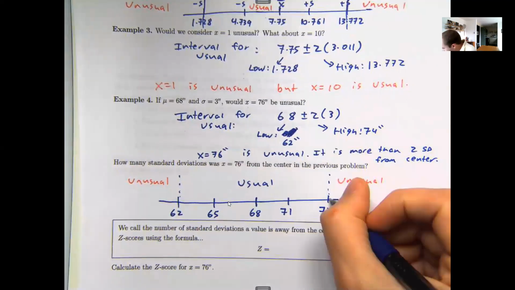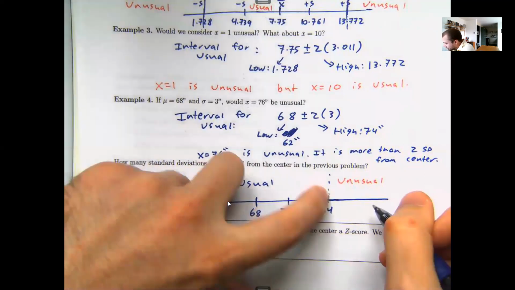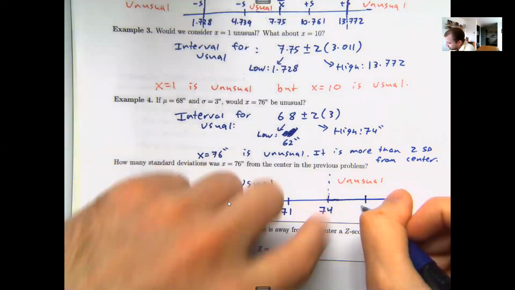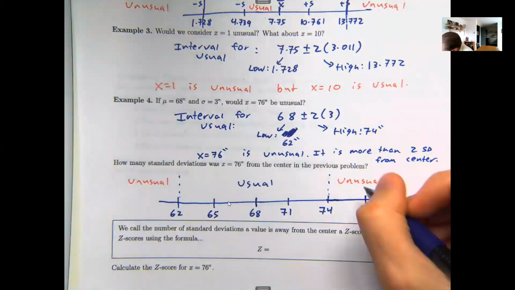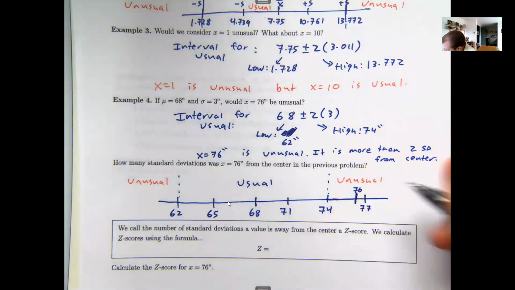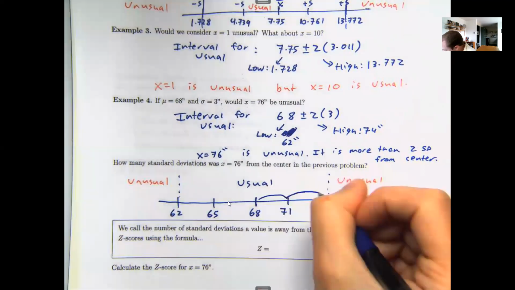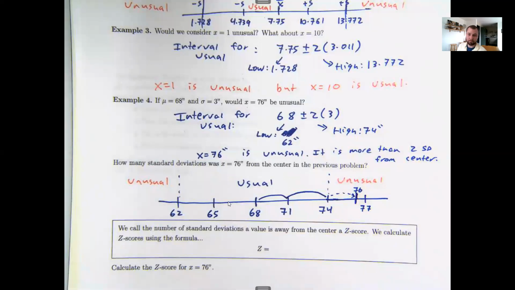$76, well, let's just keep counting. So 1 standard deviation, 2 standard deviations. If I add another 3, 3 standard deviations is here at 77. 76 is here. It is more than 2 tick marks away, but it's not quite 3 tick marks away.